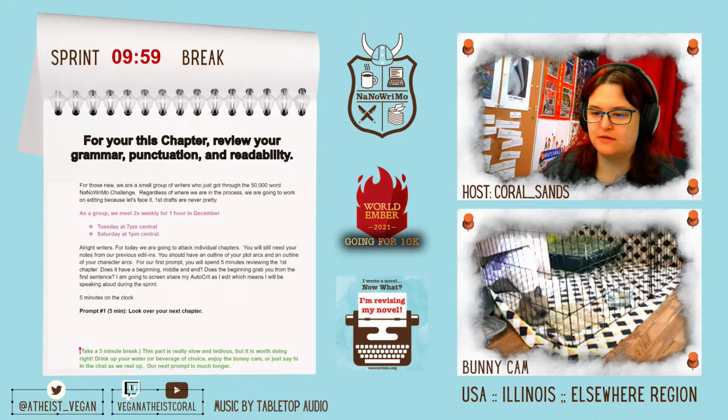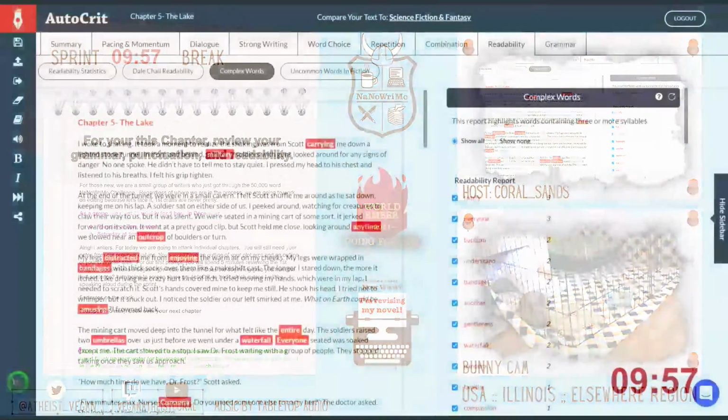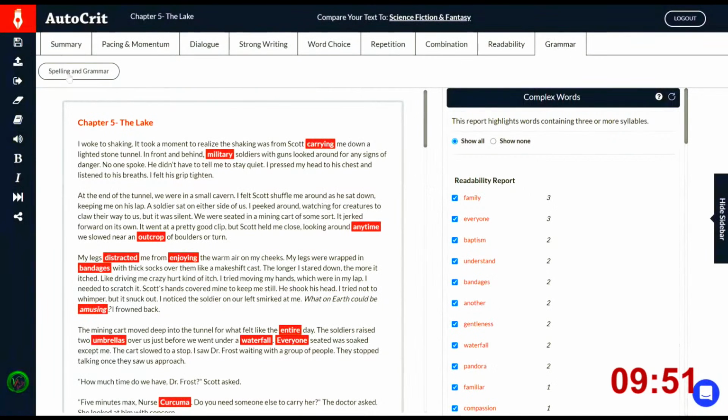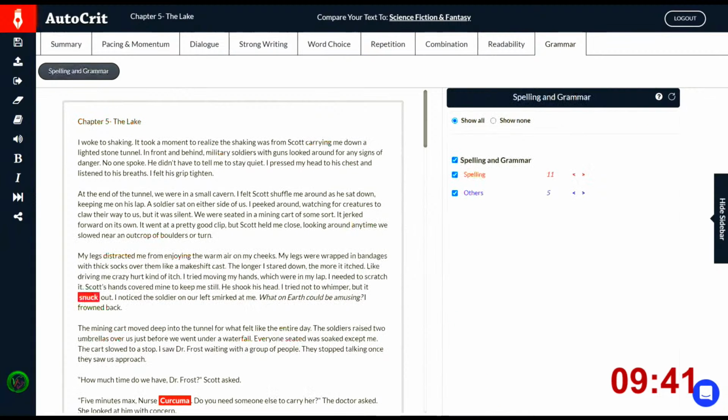Tab and go. All right. Go into the grammar section. I'm going to click on spelling and grammar. We'll do that one first. We already did readability a little bit earlier, so we'll stick with this.